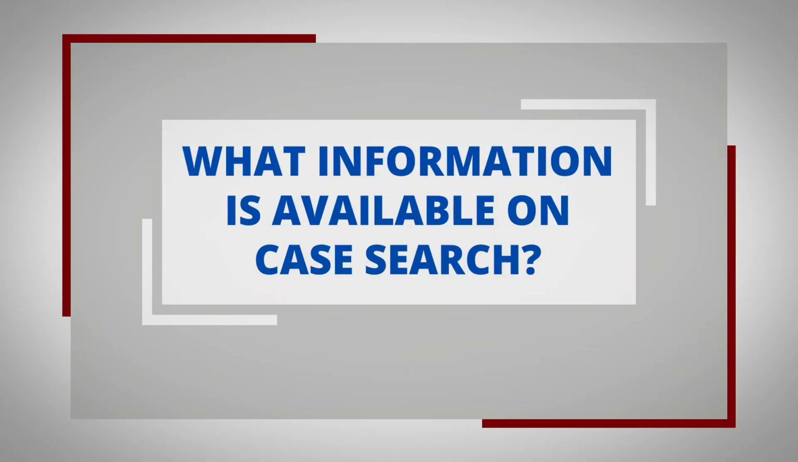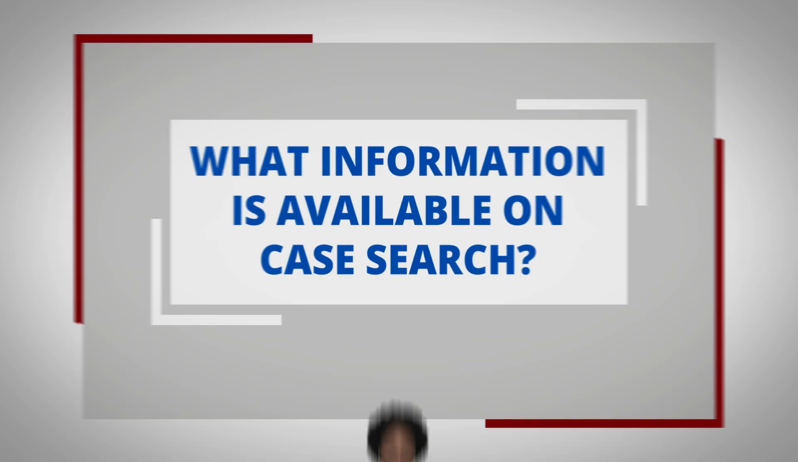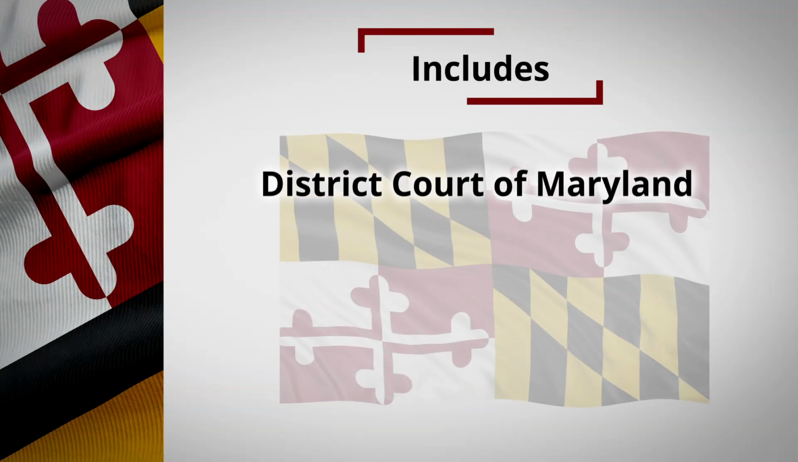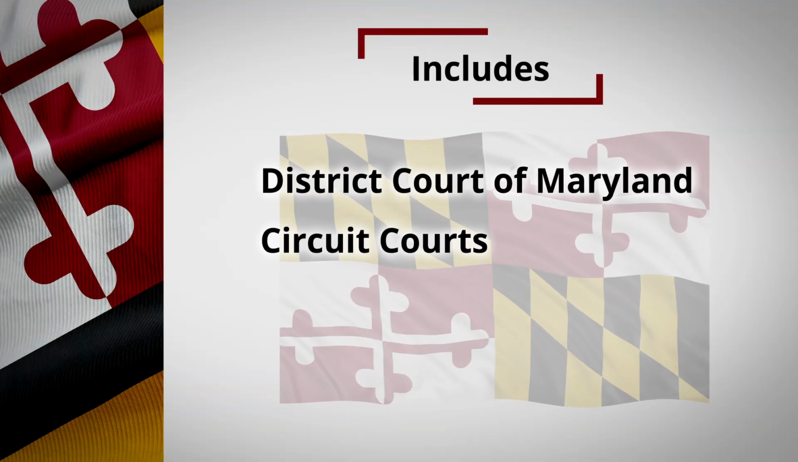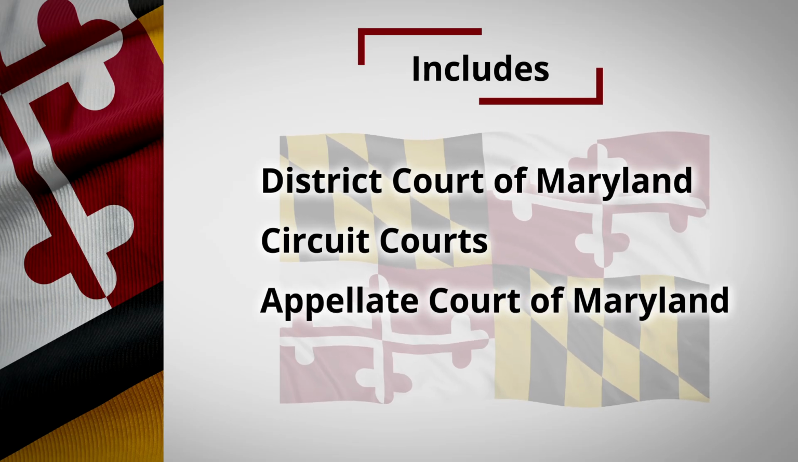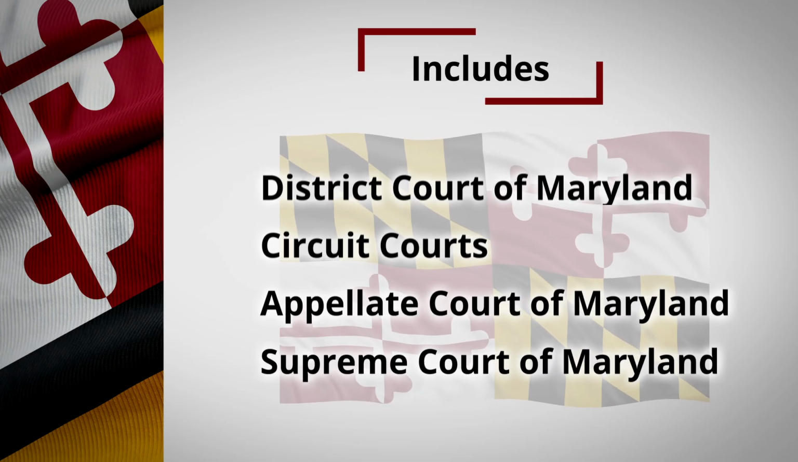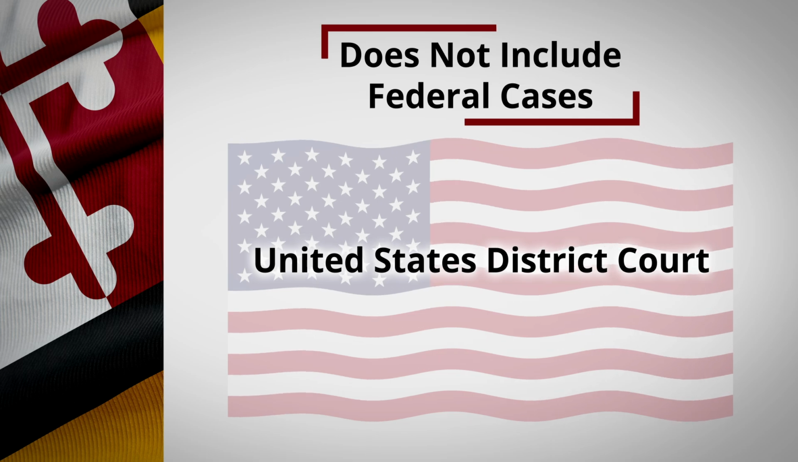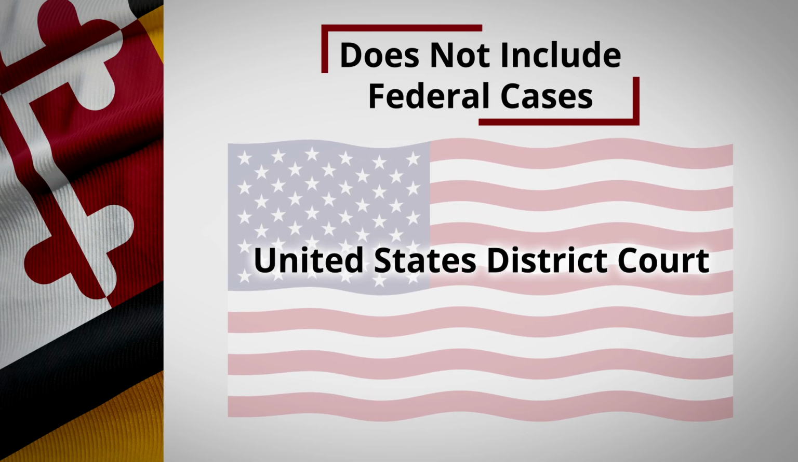Let's get started by discussing what information is available on Case Search. Case Search displays records of cases heard in Maryland state courts. This includes the District Court of Maryland, the Circuit Courts, the Appellate Court of Maryland, and the Supreme Court of Maryland. The United States District Court is a federal court. Case Search does not include federal cases. In general, court records are open to the public.